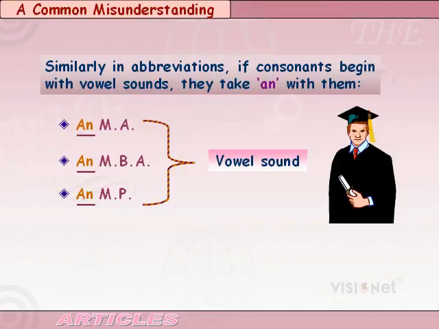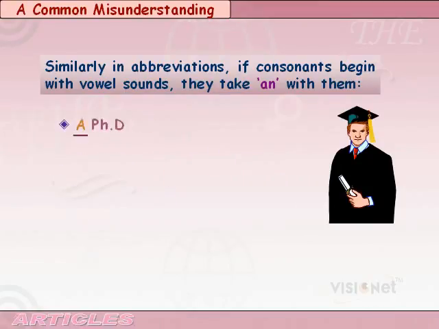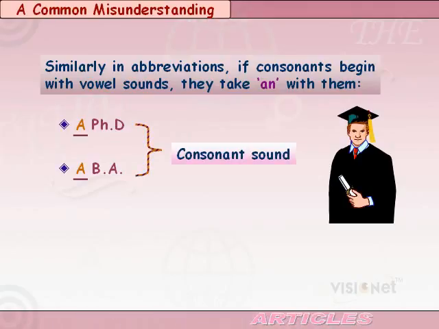But look at the other examples. A PhD, a BA. So they are also abbreviations, but their sounds are not vowel sounds. Their sounds are consonant sounds. With the result, we will be using a before them.